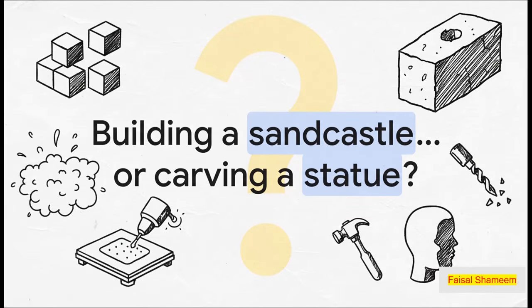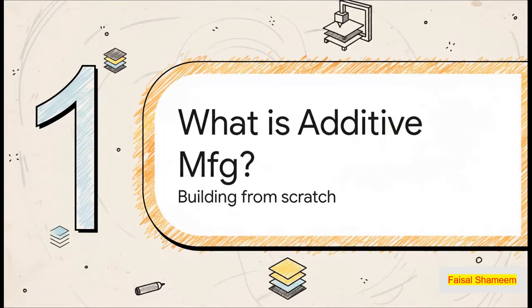See, instead of starting with a big block of stone and chipping away at it to make a statue, we're going to build something from the ground up. And that's the core of additive manufacturing, or what you probably know as 3D printing. Okay, so the sandcastle analogy definitely makes sense, Viraj, but what does that actually mean when we're talking about engineering? Let's get into what it officially is.